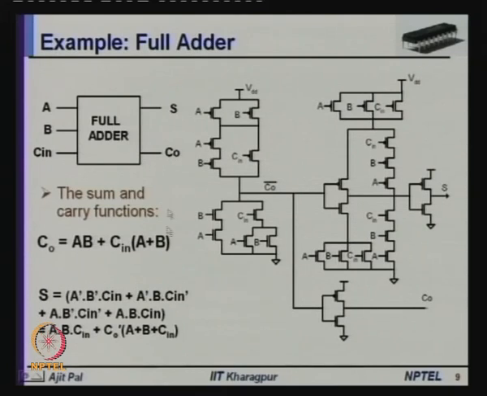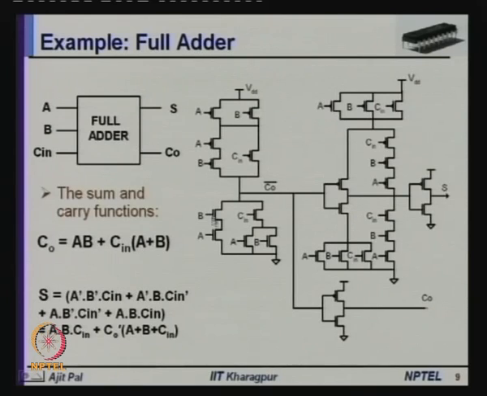So, first the carry function has been realized in AND-OR-invert form. So, this is the corresponding function: A and B are in series, then C in and A and B in series are in parallel, and this is the NMOS network, and the corresponding PMOS network is the dual of this. So, you have got A and B in parallel, in series with C in, and here of course, we shall get C0 dash, not C0. The reason for that is the complement of this is realized by this network.